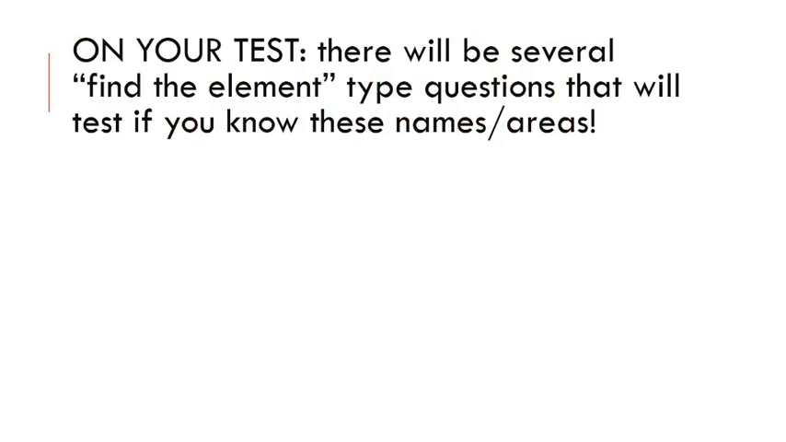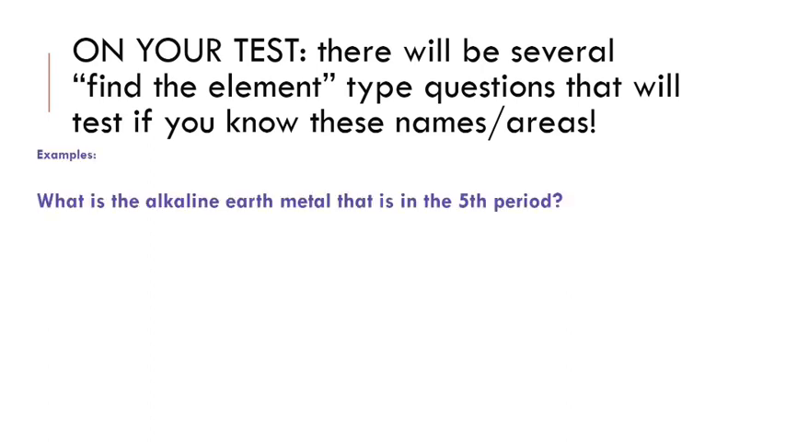So you're not going to see a table like that on the test, but we will give you several questions where we just ask you, find the element in the periodic table that has certain properties, like what's the alkaline earth metal that's in the 5th period? Well, 5th period means 5th row. Alkaline earth metal is a second column. And if you look at the periodic table, if we count 1, 2, 3, 4, 5 rows down, second column, well, that's strontium.